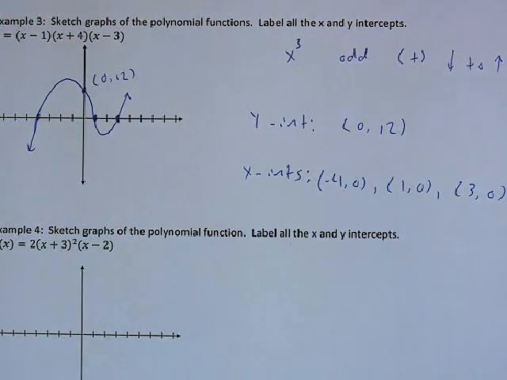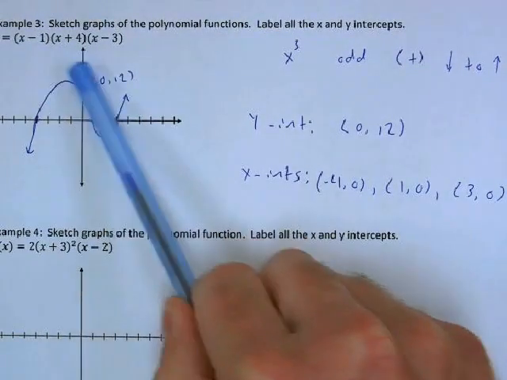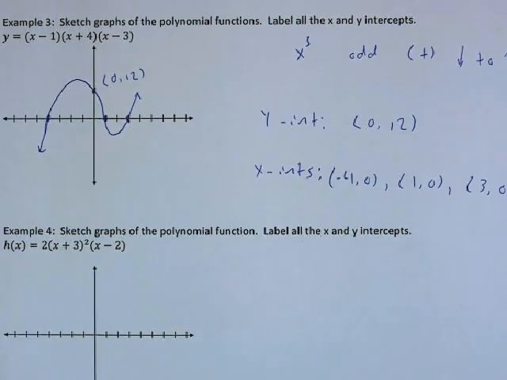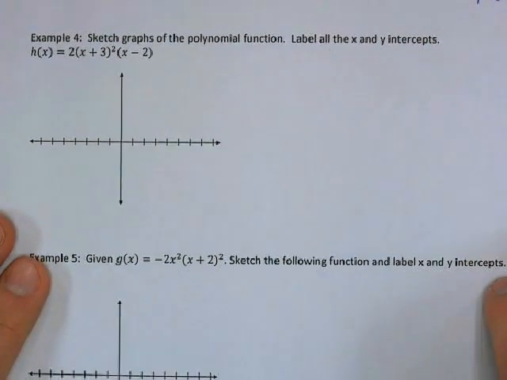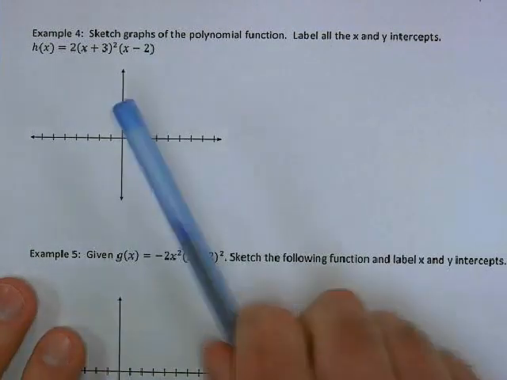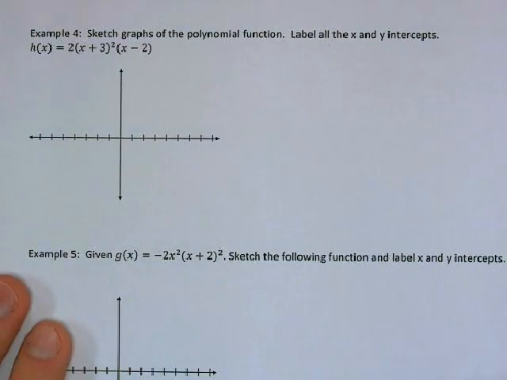Okay, so we're not going to worry about the exact details of the graph. If you want to know exactly what this thing looks like, you can go punch this equation into Desmos and it'll show you. Okay, but it's going to look something like this. So again, we're not worried about all the details, mainly just the end behavior and the intercepts for the most part. All right, next, sketch the graph of the next polynomial function, label the x and y intercepts, so same instructions as last time.